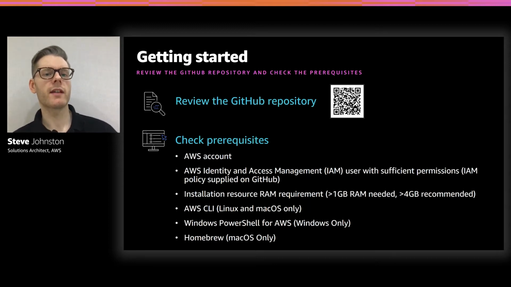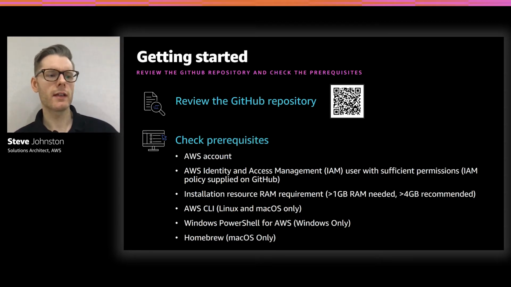You'll need a number of different things to get started, so let's go through those prerequisites. You'll need an AWS account, and it'll need to have the relevant IAM user permissions. You'll need a deployment machine that has enough memory. If you don't have enough memory, you may get some failed deployments from the serverless framework, which we use for deployment.